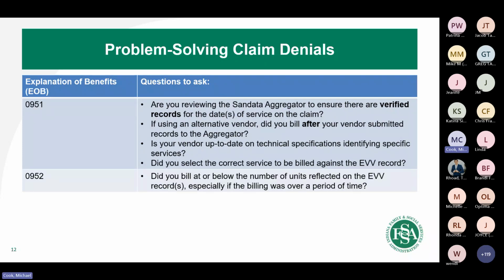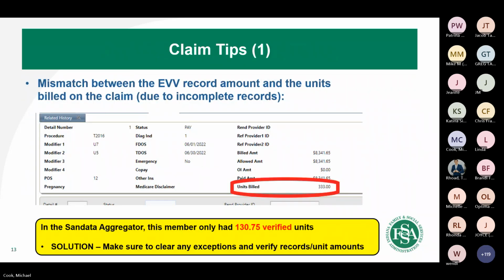As far as 952, did you bill at or below the number of units reflected on the EVV records, especially if the billing was over a period of time? So we've got several key claim tips that we're going to review today.